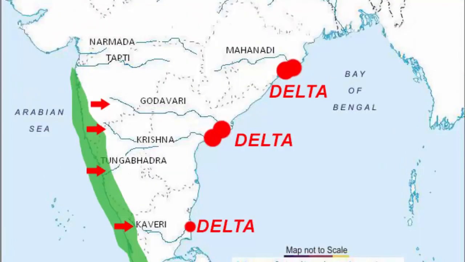And this thing we have read earlier. The Narmada and the Tapi are the only long rivers which flow towards Western Ghat into the Arabian Sea.